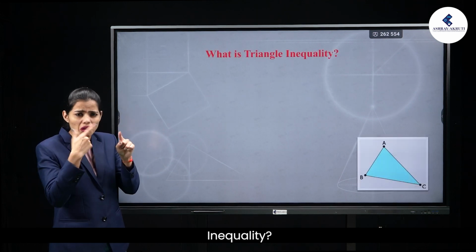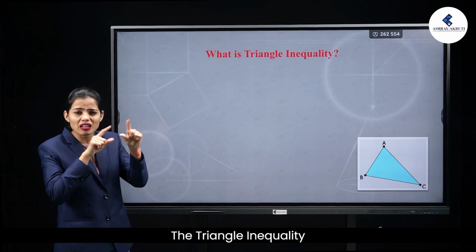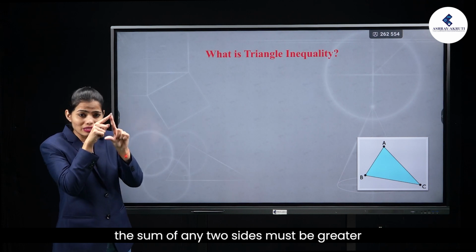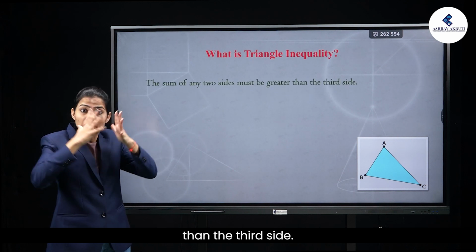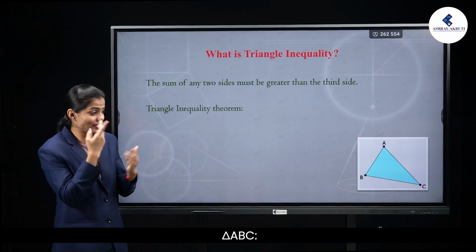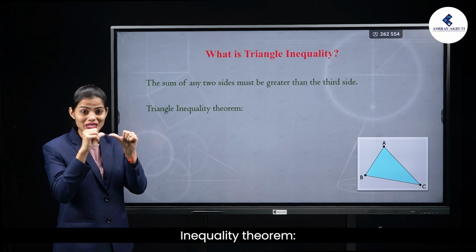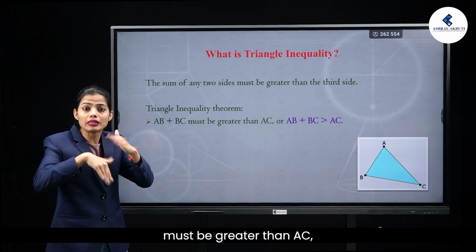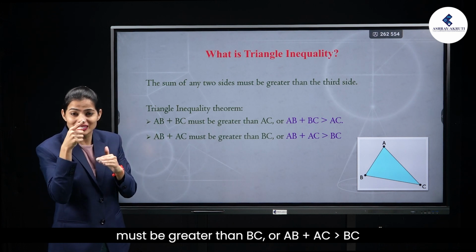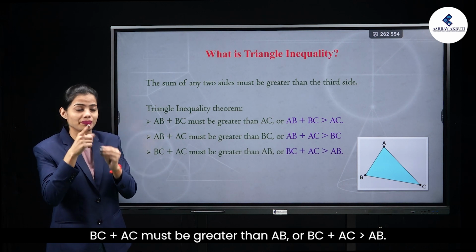What is triangle inequality? The triangle inequality theorem says that in any triangle, the sum of any two sides must be greater than the third side. For example, consider the following triangle ABC. According to the triangle inequality theorem, AB plus BC must be greater than AC. AB plus AC must be greater than BC. BC plus AC must be greater than AB.